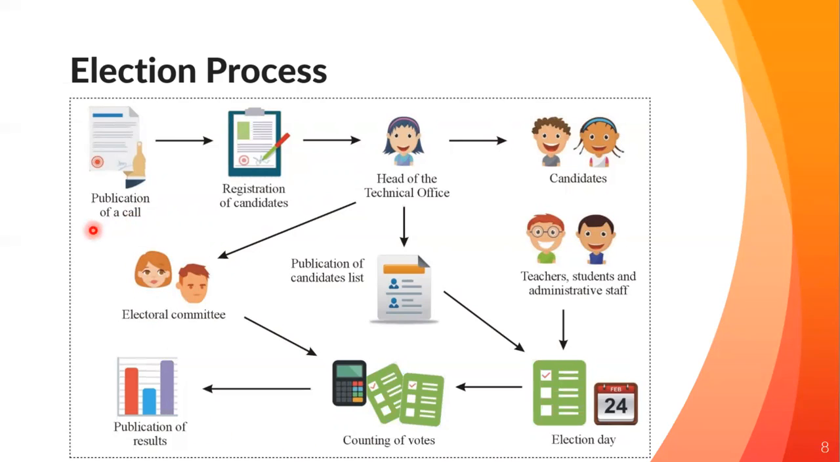For example, here we have the publication of the call, the registration of candidates. This is the head of the technical office, which communicates with candidates. It also publishes the list of candidates. It also communicates with the electoral committee. Here we have the teachers, students, and administrative staff who vote on the election day. We also have the counting of votes and the publication of the results.